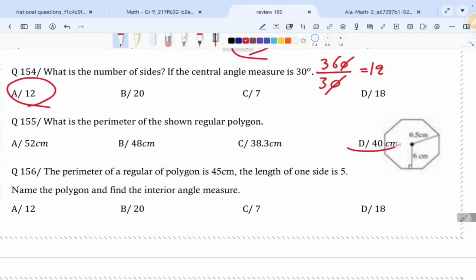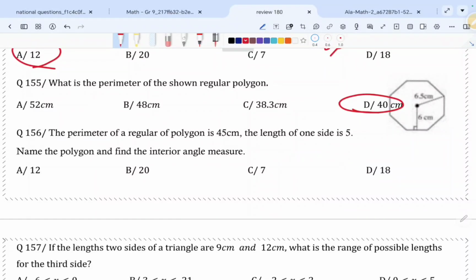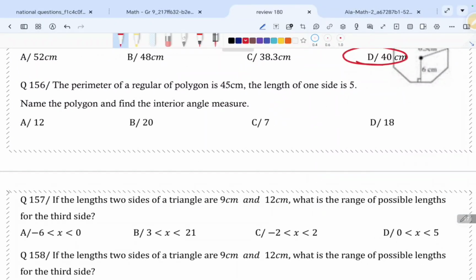We solve this one: x is equal to 40. Okay, the perimeter of a regular polygon is 45 centimeters. The length of one side is 5. Name the polygon and find the interior angle measure. We will say 45 divided by 5 is equal to 9.